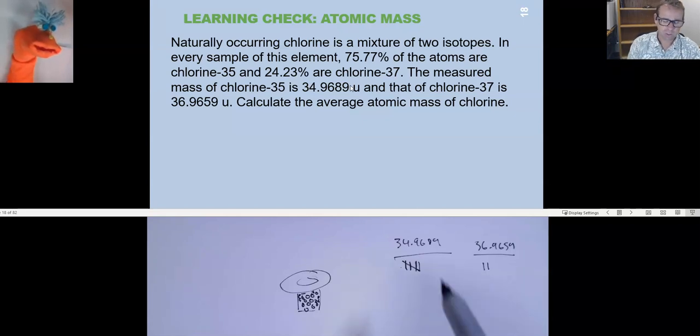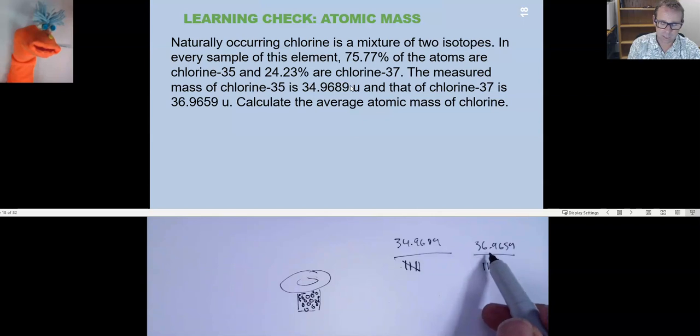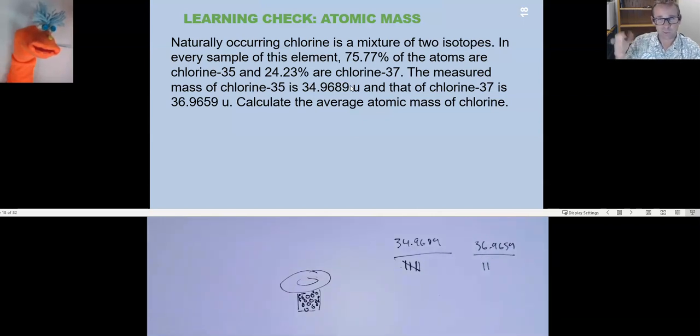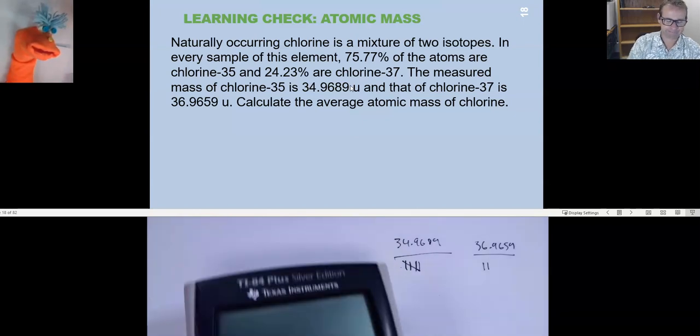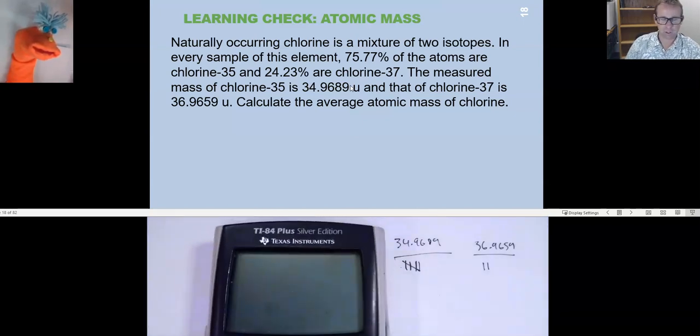Well, I would take the 34.9689, multiply it by 7, because that's how many of those I had. I would take the 36.9659, multiply it by 2, right? So that's an easy way of adding up all the values that I have. And then I would take the sum of all those and divide it by how many I pulled, which is 7, and that would be my average. Does that make sense?